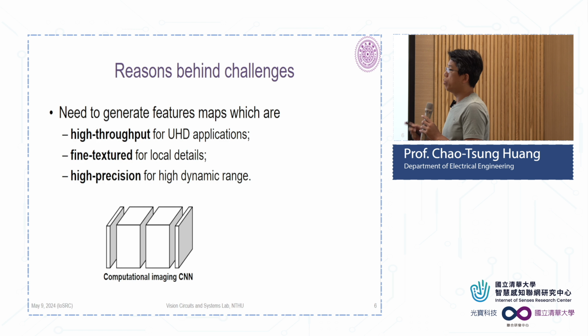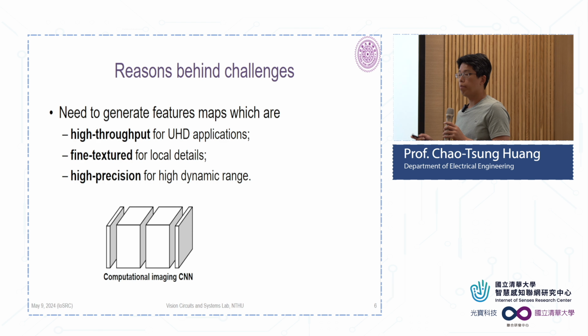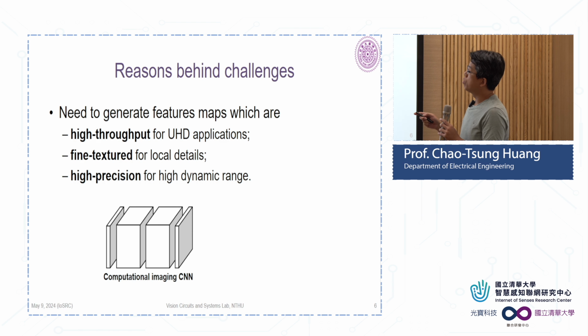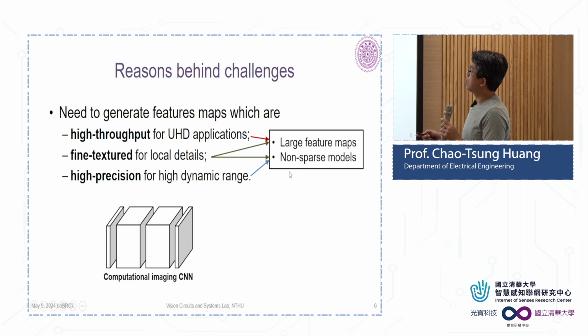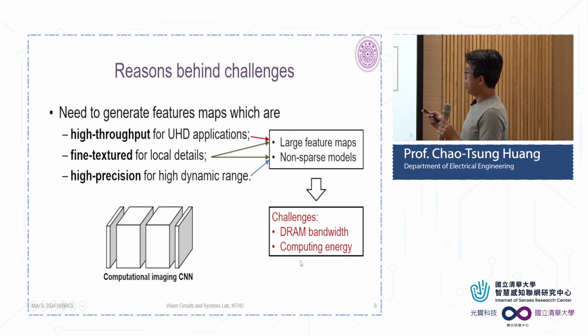It's because we need to generate high resolution images. So we need to generate high resolution feature maps, and they are high throughput and fine texture for local details, and they are also high precision for display. So combining these factors, we will expect very high resolution feature maps, and the models are also not dense, and also not sparse. So these factors lead to our simple challenge factors: DRAM bandwidth and computing energy.